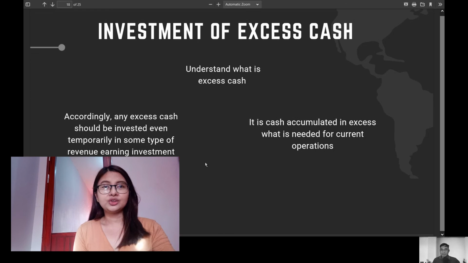But if the term is more than 3 months but less than a year, it should be reported as a current asset, but instead of being part of cash equivalents, it should be reported as part of short-term investments. And lastly, if its term is more than 1 year, then it should be classified as a non-current asset under the account long-term investments.